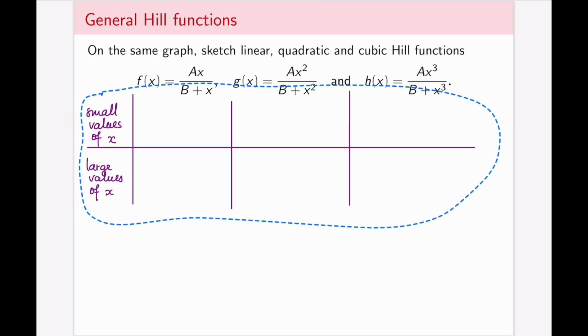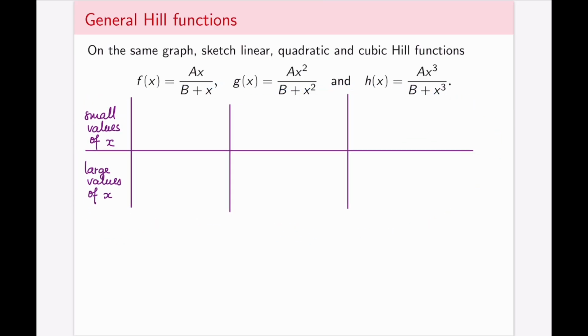In fact, I encourage you to pause the video right here and fill this table out by yourself, because this is simply going to be once again using the power analysis that we have already seen before. For small values of x, the small powers dominate, and the small powers on the bottom of all of these functions correspond to the constant. So for these functions, for small values of x, we're going to have ax over b, ax squared over b, and ax cubed over b.